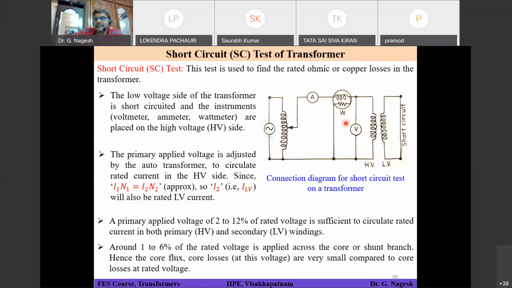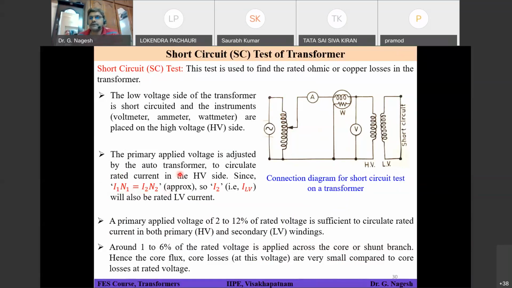Okay. So in the present case, rated current should flow in the primary and rated current will automatically flow in the secondary. That's what this statement says: I1 N1 is equal to I2 N2. If rated current is set on one winding, automatically rated current will flow on the secondary winding.